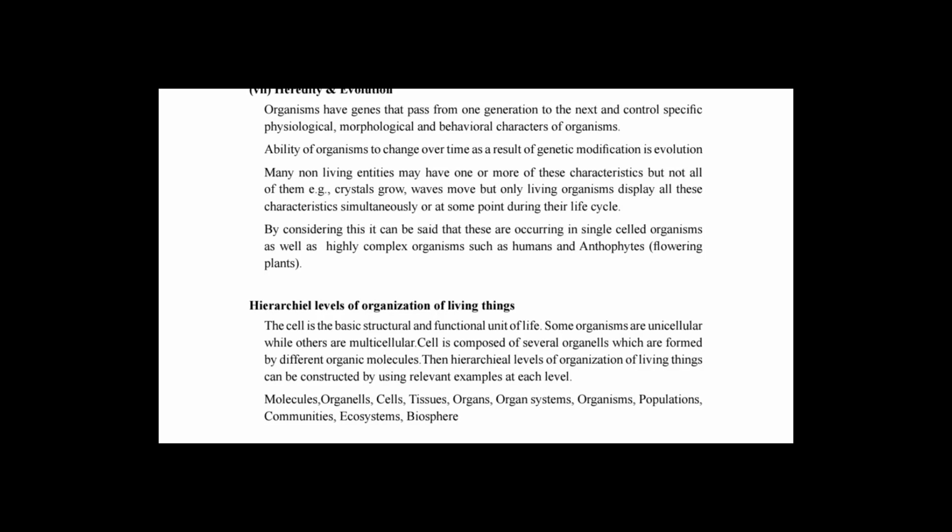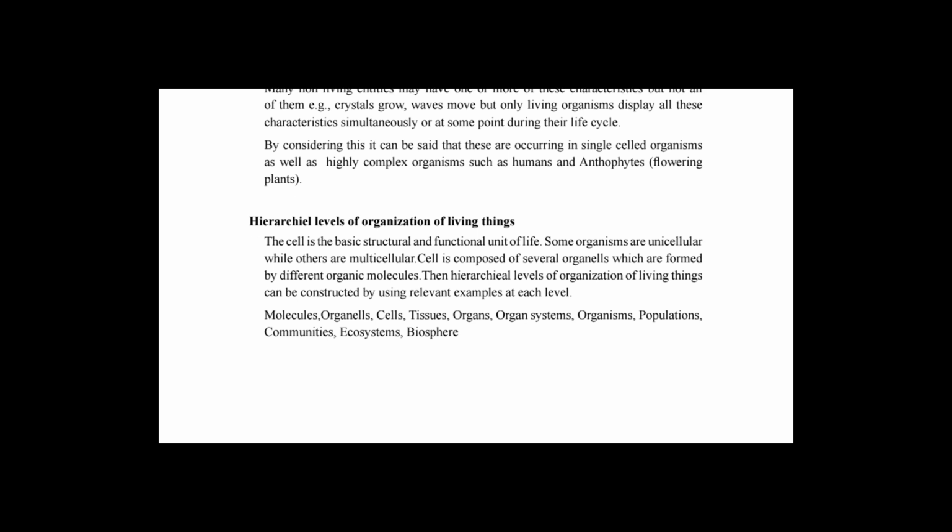So with that, we are finishing 4 topics. Introduction finished, issues finished, diversity finished, characteristics also finished. For hierarchy, there is a small part. Let's finish this and conclude it. In the hierarchical level of organization, they say the cell is the basic structural and functional unit of life. We might have studied this in grade 10 O-level syllabus as well. Some organisms are unicellular while others are multicellular.